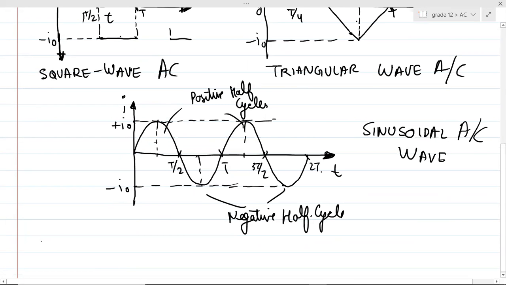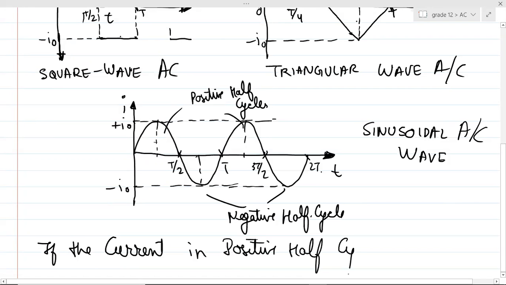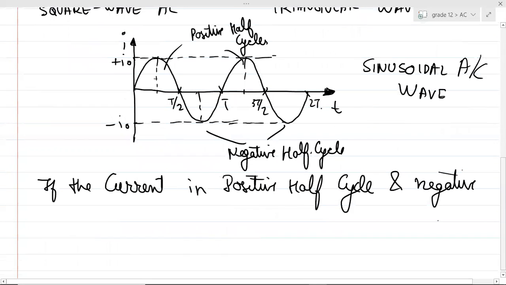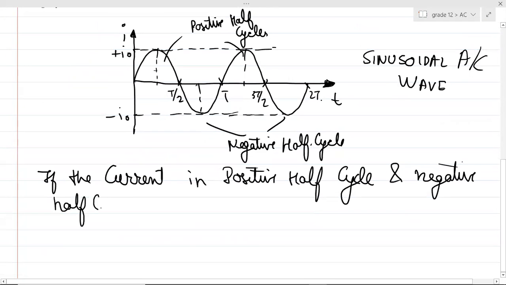Please remember, if the current in the positive half cycle and negative half cycle are equal, so basically if the current flows exactly how it flows in the positive cycle, exactly the same in the negative cycle, then it's called a symmetric AC wave.